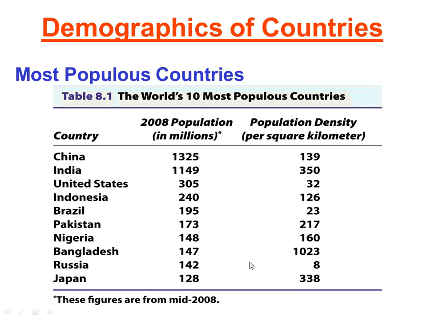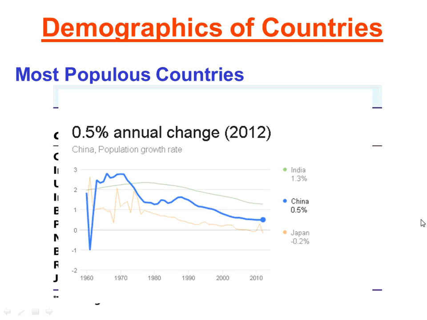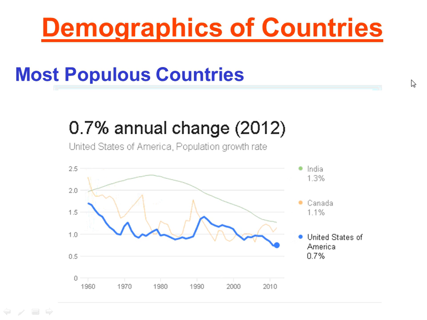But we think by 2050 that India is going to pass China, and we're also going to see some changes down here as well. So this order will change by 2050. This is showing you China's population growth rate as of 2012, 0.5%. You can see India here is 1.3% in the green line. So China is growing slower than India. India is growing faster, so we're going to see India become the most populated country in the world. The United States is at about 0.7%.